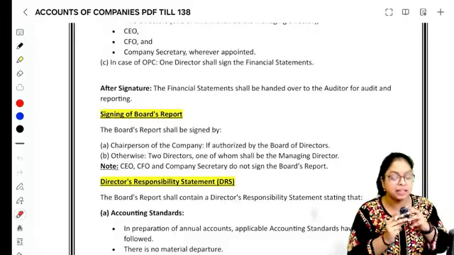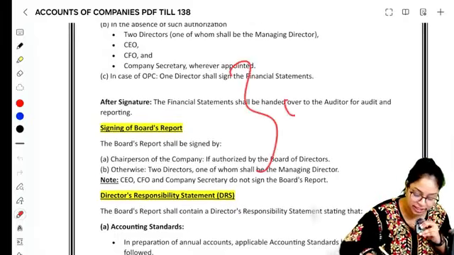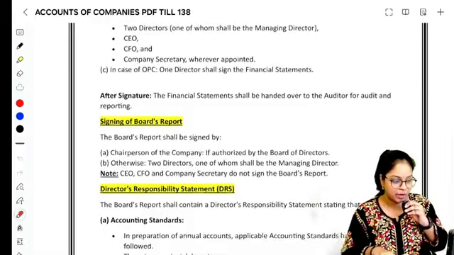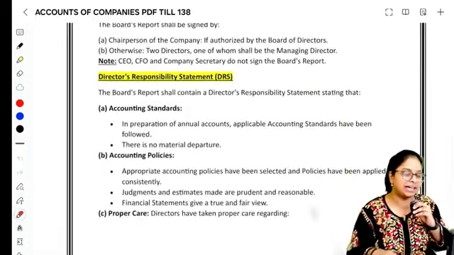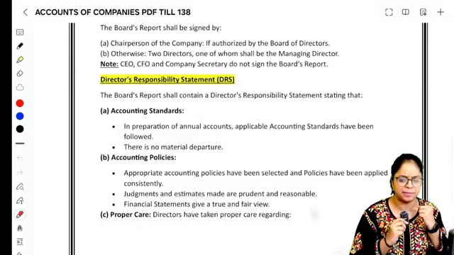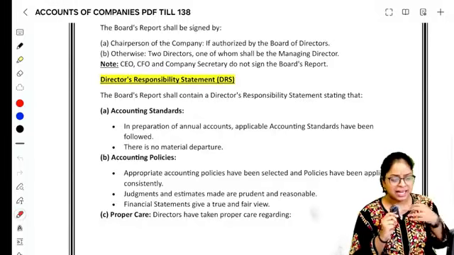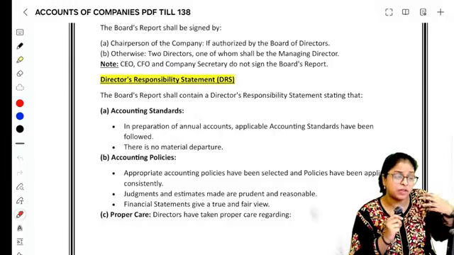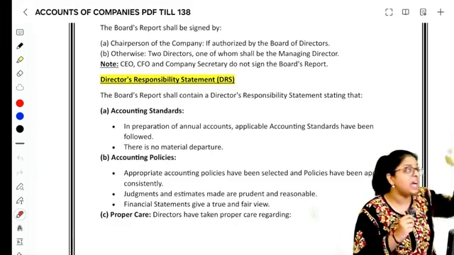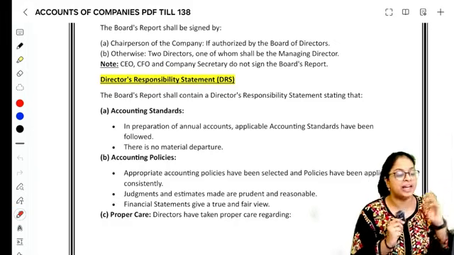So, questions on who can sign often come from this topic in the exam, so make sure that you look at it very quickly. Next is the director's responsibility statement. In the director's responsibility statement, what do they write? Directors are the ones responsible for the day to day management of the company. They have to write and give a statement that they have complied with everything this year.